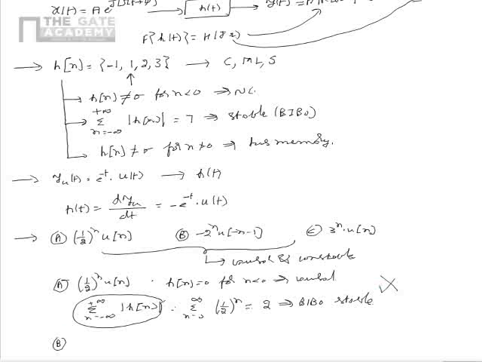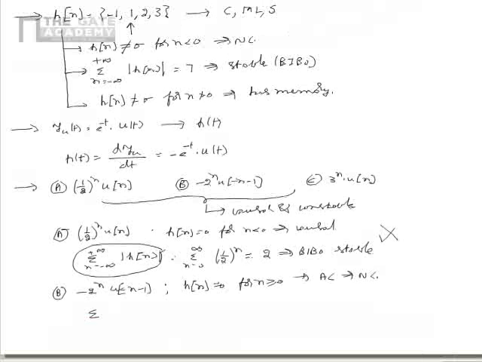Now let us consider the system in option B. Here we see that the impulse response is -2^n u(-n-1). From this we see that the impulse response h(n) is equal to 0 for n greater than or equal to 0. So the system is anti-causal and hence non-causal. Also we see that the infinite sum over n from minus infinity to plus infinity of |h(n)|, if found out, is finite. From this we see that the system is stable in the BIBO sense.